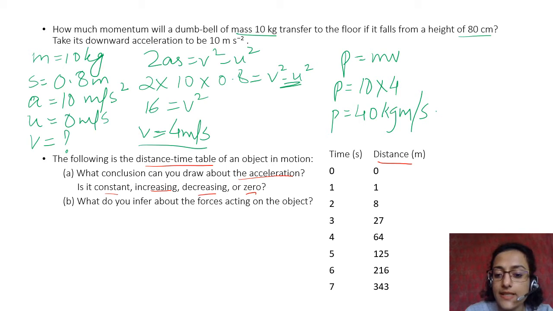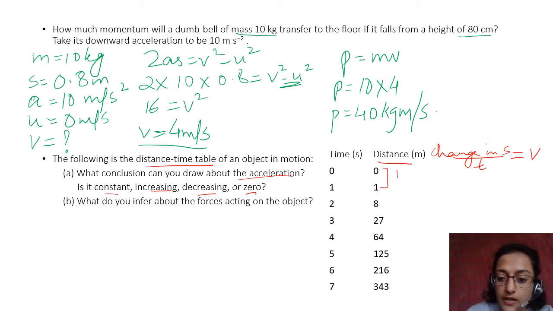Now the distance is this. What is speed? Change in distance upon time. This is speed, right? This is the velocity. So we look at the change in distance. This is 1. The time always remains 1 second. This is 7. This is 19. This is 37. Anyway, we can just take a few. You don't have to do all of them, right?